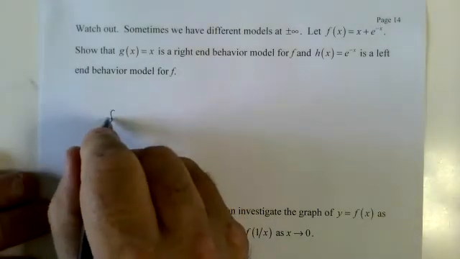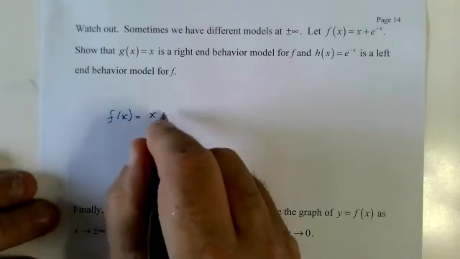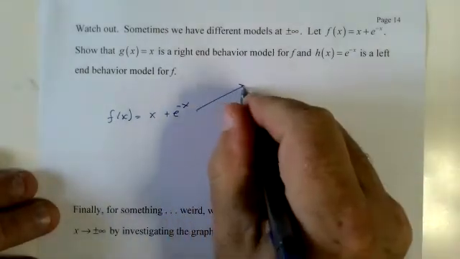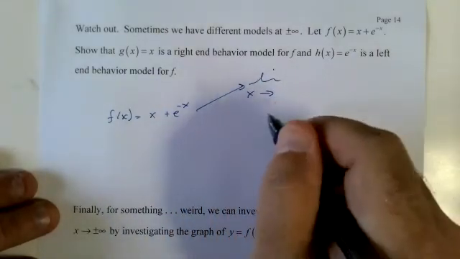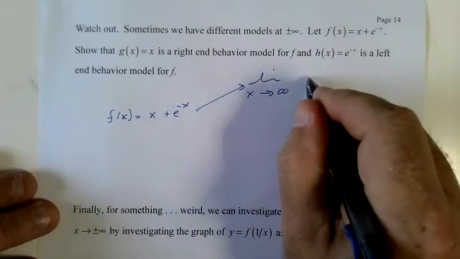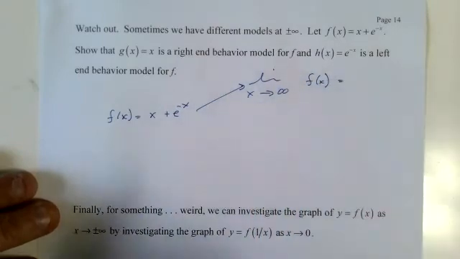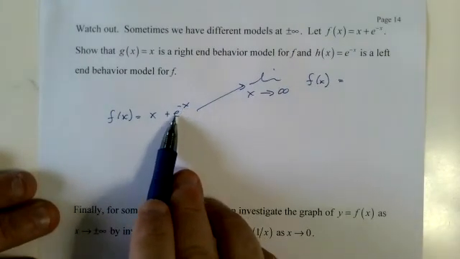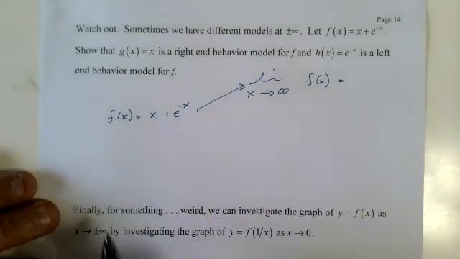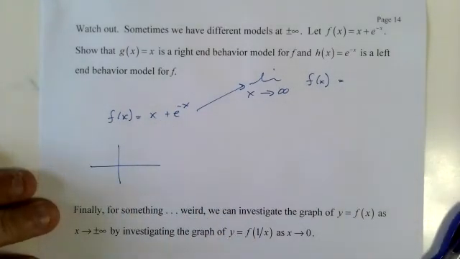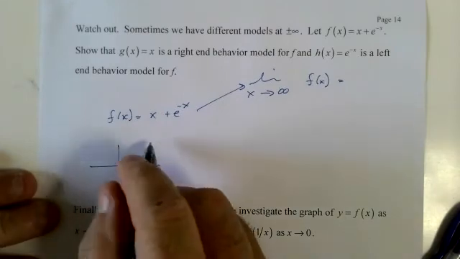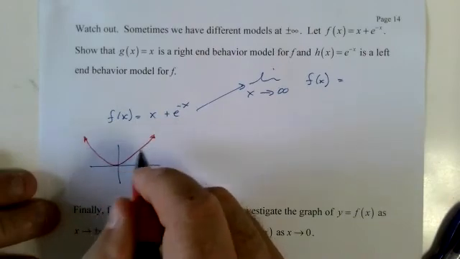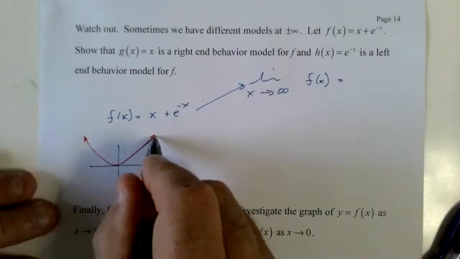So f of x equals x plus e to the negative x. All right, well, what's going on when the limit is to infinity? What's the end behavior? Well, e to the negative x, as x gets freakishly big, becomes 0. And if we were to graph this, it would look something like this. I'm not even going to bet my life on it. This is a straight line here.